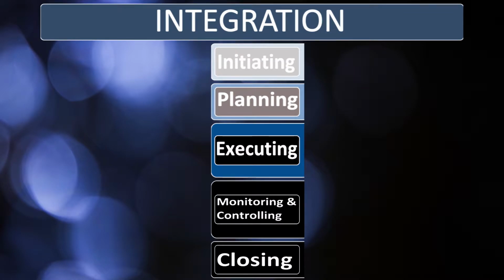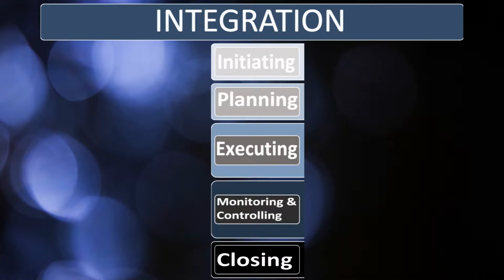Before we can dive into this knowledge area, I need you to be aware of the 5 process groups. These will come up time and time again. The first process group is initiating. The second one is planning. The third one is executing. The fourth one is monitoring and controlling. And the fifth one is closing.